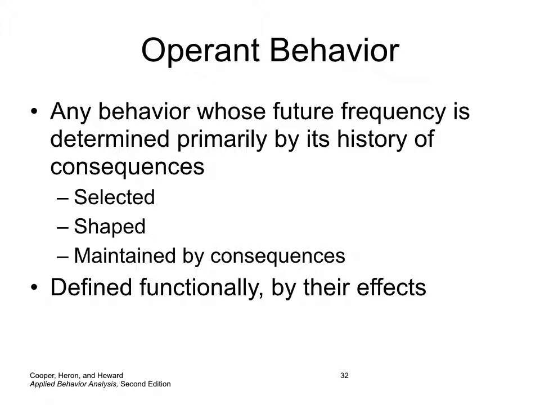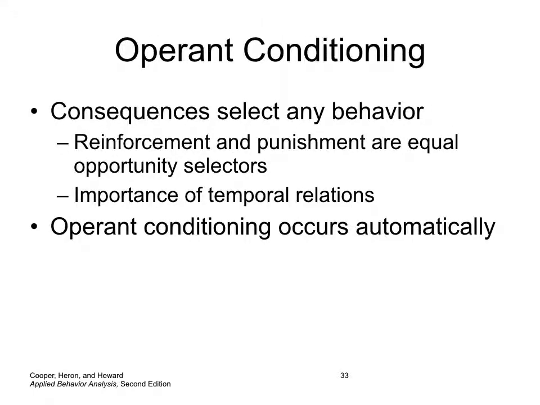On the other hand, operant behavior is any behavior whose future frequency is determined by its history of consequences. Operant behaviors are defined by their effects, not by the form of the behavior. So, operant conditioning is an automatic process that refers to the selective effects of consequences on behavior.